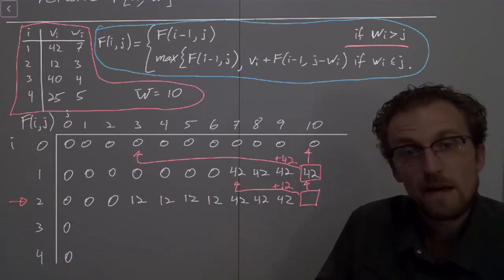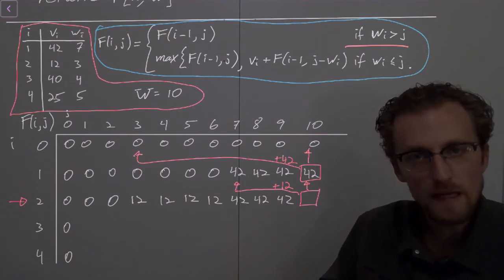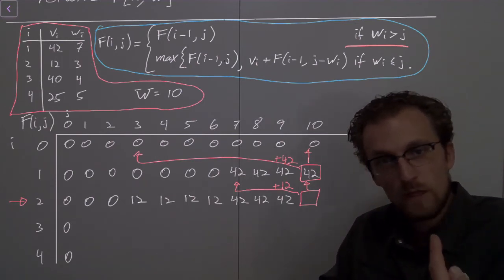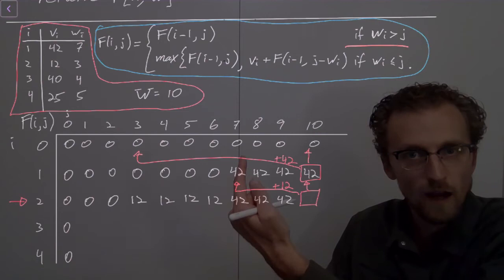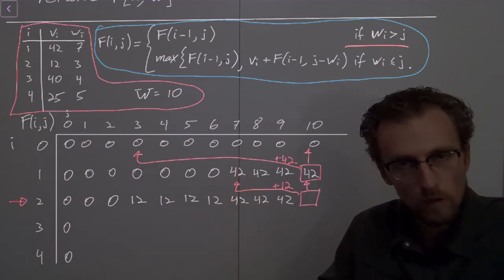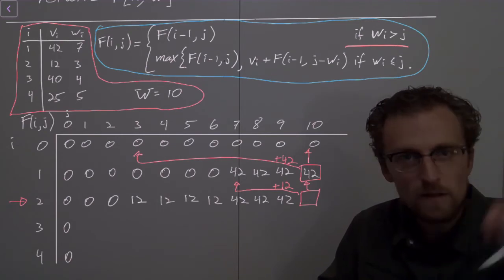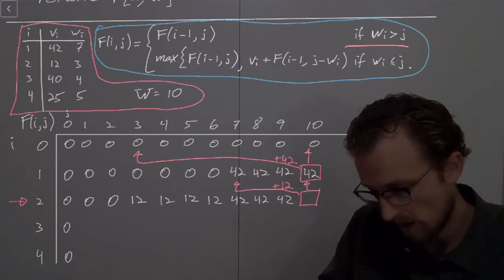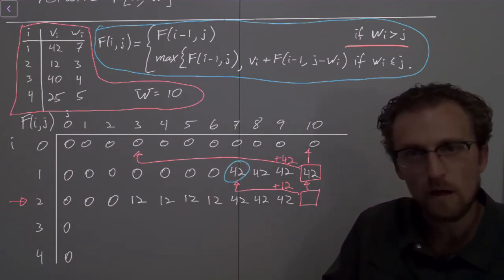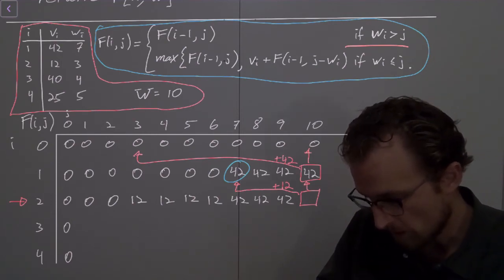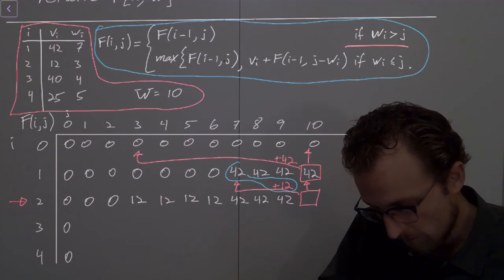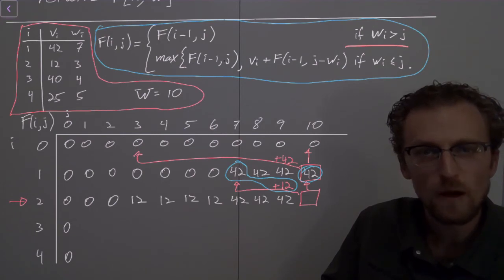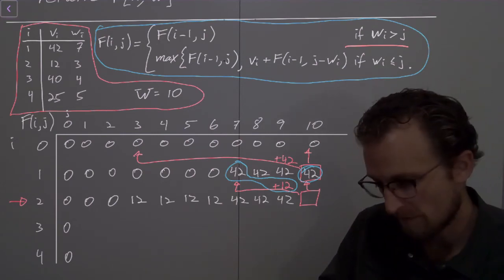Well, now the question is, if the capacity is 10, either the best thing to do is to have 2 be a part of the subset, in which case we can find the value by going 3 columns left and up and then adding 12. Or we can not let 2 be a part of the subset, and we can just find the value by looking directly up. And so now we're comparing this 42 plus 12 with this 42. And what's optimal? It's clearly 42 plus 12, right? So now we're up to 54 is the value of our optimal subset.